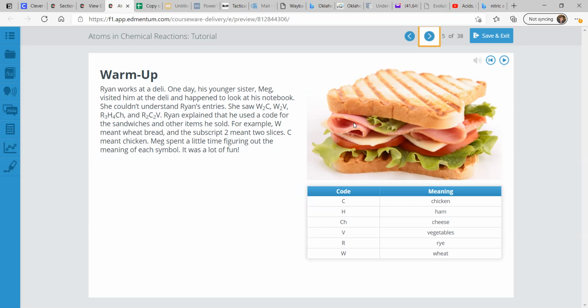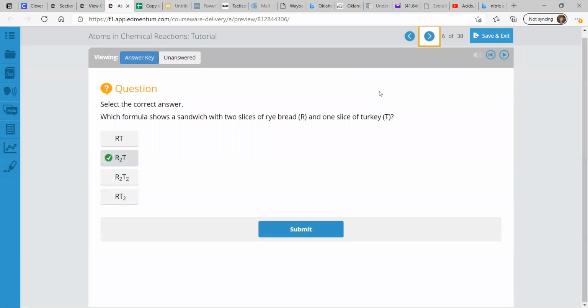For example, W meant wheat bread, and the subscript 2 meant 2 slices. C meant chicken, and Meg spent a little time figuring out the meaning of each symbol, and it was a lot of fun, so she says. So here are the codes for the ingredients: chicken, ham, cheese, vegetables, rye, and wheat bread. Rye is a type of bread.